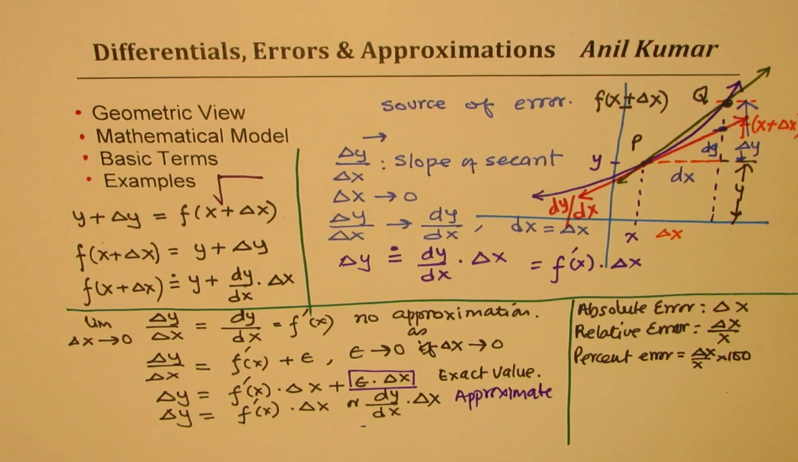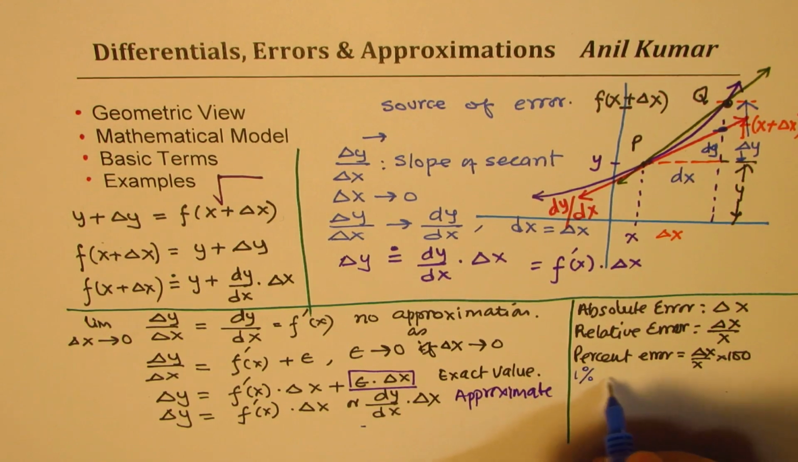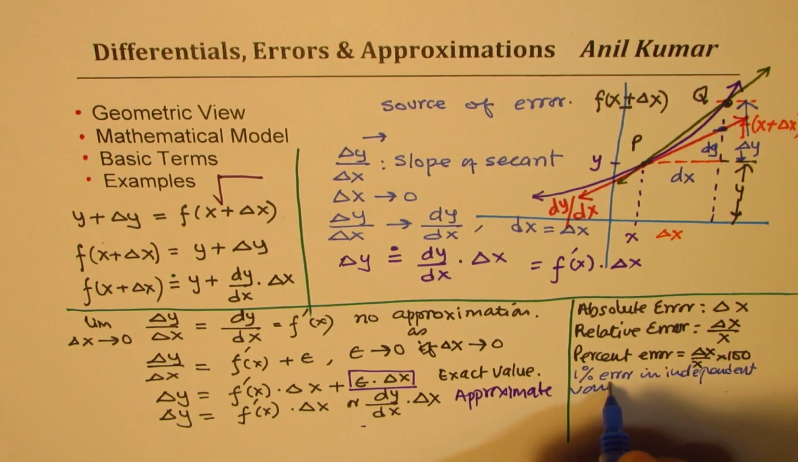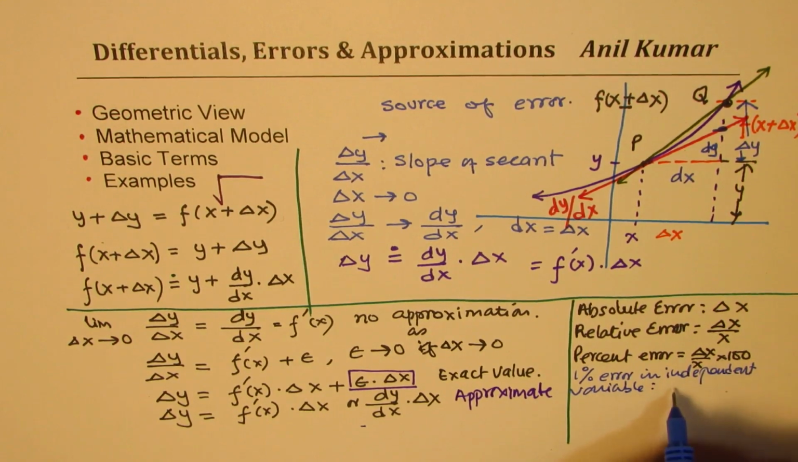So when I say there is 1% error in the independent variable x, it means delta x over x times 100. That's what it means, right? So if I say 1% error in the independent variable, in that case, it means delta x over x times 100 is equal to 1%. That is what it means.